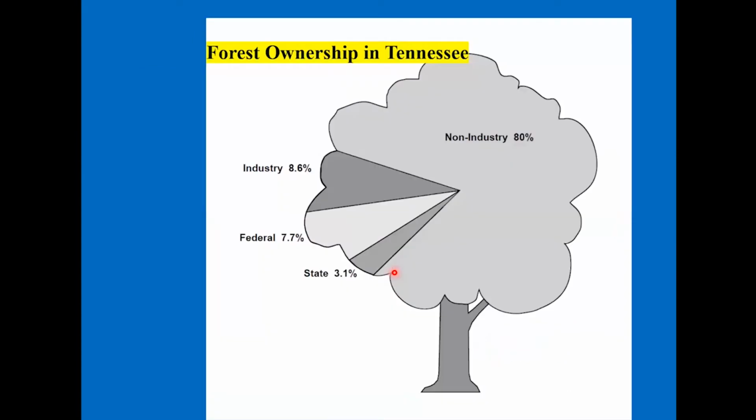Now the forest ownership in Tennessee is interesting. Industry only really owns 8.6%. The federal government owns about 7.7%. The state owns 3%, but who owns the rest? Wow, that means the private landowners own 80%. So it's good to have some property like that, but it's good to know how to manage it, so that you can not only provide for yourself and for wildlife, which is basically the enjoyment of having some trees in our yard, but in some cases maybe have a harvest or do something with it.